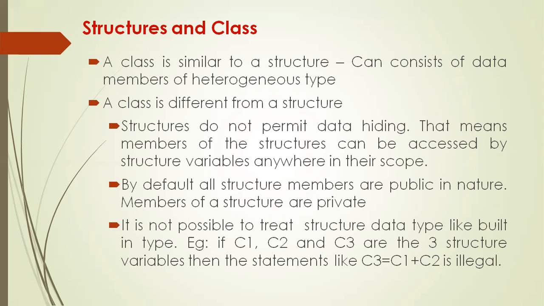But in C++, a class variable can be handled in the same way as you are handling a basic type variable. Class variables are nothing but objects. So in the same example, if instead of declaring them as struct complex, I declare them as class complex, and C1, C2, C3 are the three objects of complex type, straight away I can write C3 equal to C1 plus C2. The compiler never differentiates whether C1, C2, C3 are ordinary basic type variables or class type variables or object variables. So they are treated in a similar fashion. So this is not permitted in case of structure.